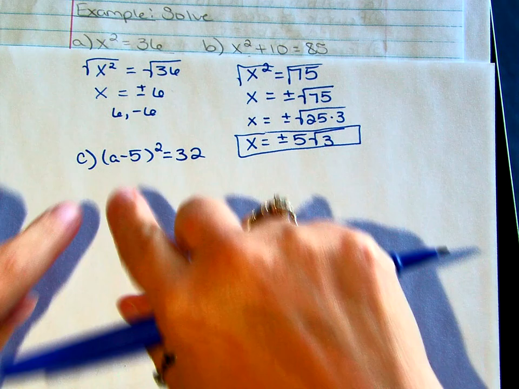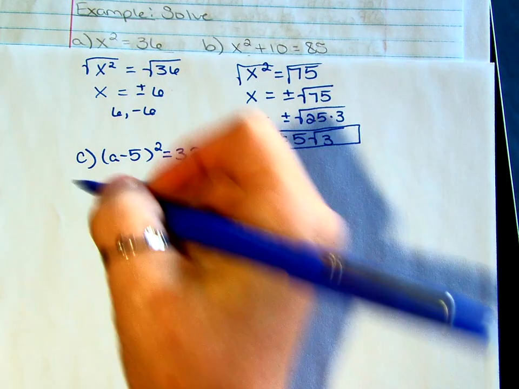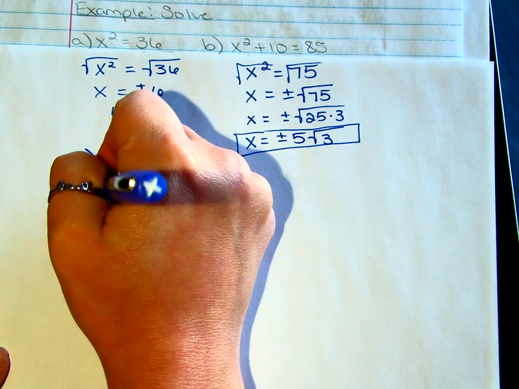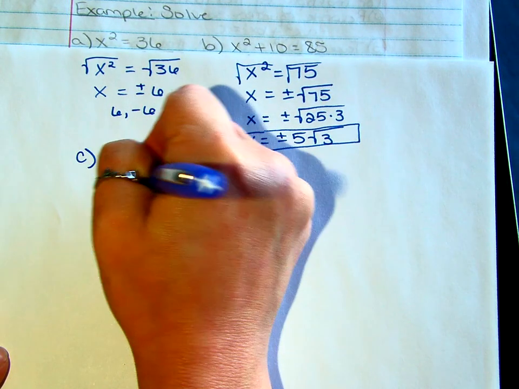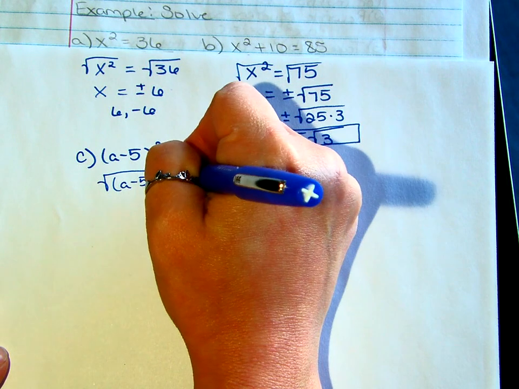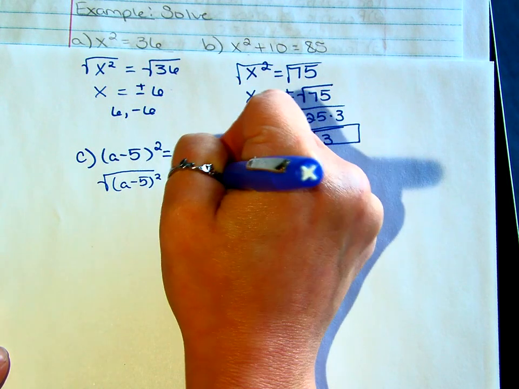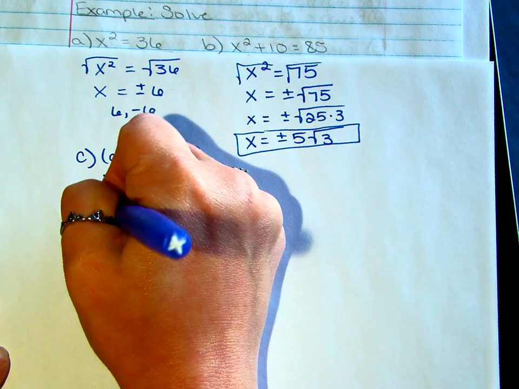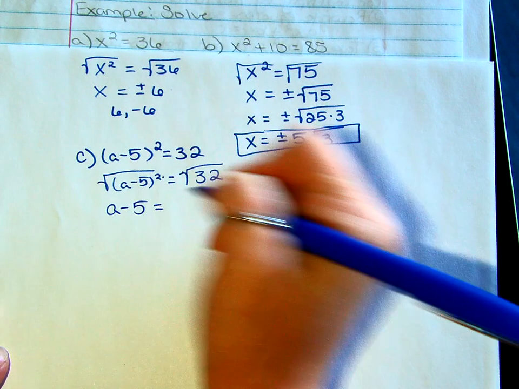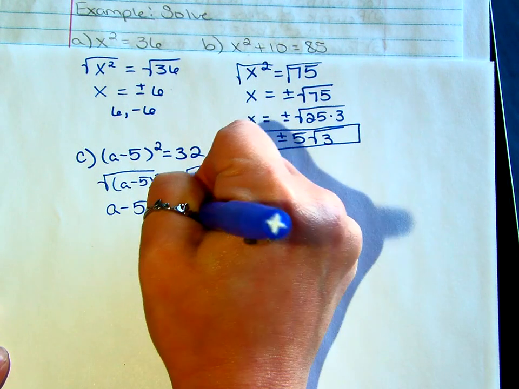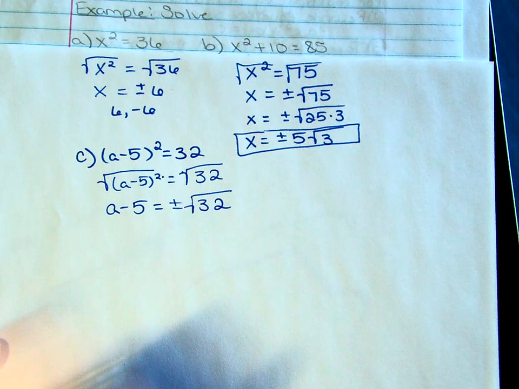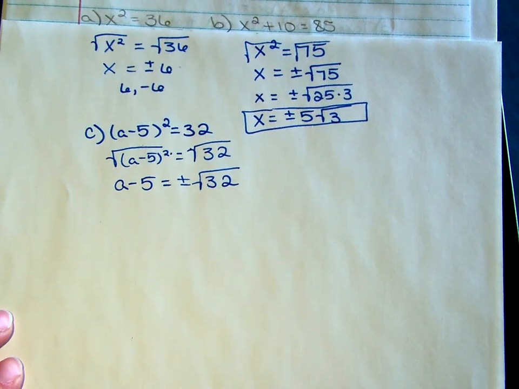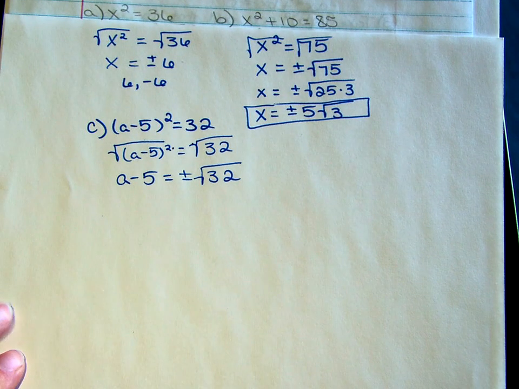I have the thing that's being squared completely by itself, so I will start by doing the square root. I don't have to worry about foiling that. I'm just going to worry about taking the square root. Because when I square root the square, I'm left with a minus 5. Then over here, I have plus or minus radical 32. Now again, 32 is not a perfect square. But I bet there's a perfect square in it.